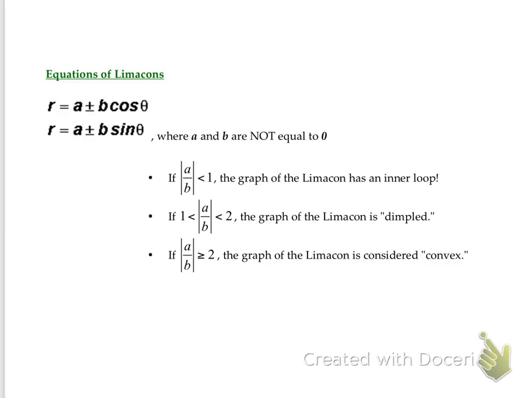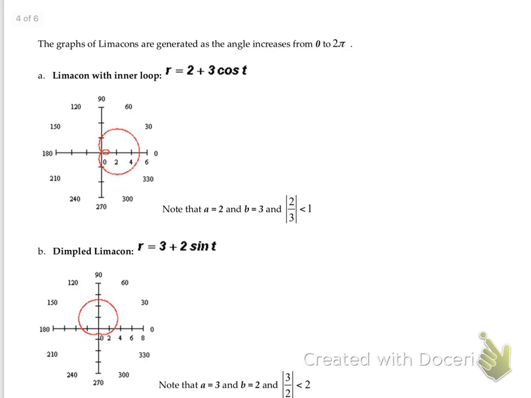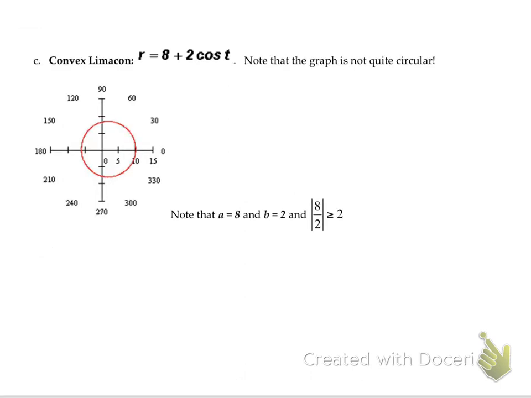This is all kind of old news, and the actual definitions matter less. Well, they matter as far as having some idea of what you're looking for when you're actually graphing. Really, the harder part is figuring out how to make that curve stop, like I showed on the graph. Here you see an example of a limaçon with an inner loop and a dimpled limaçon. Hopefully they give you some idea of what you're looking for. Here's a convex limaçon where the absolute value of A divided by B is greater than or equal to 2. And it is not quite a circle.